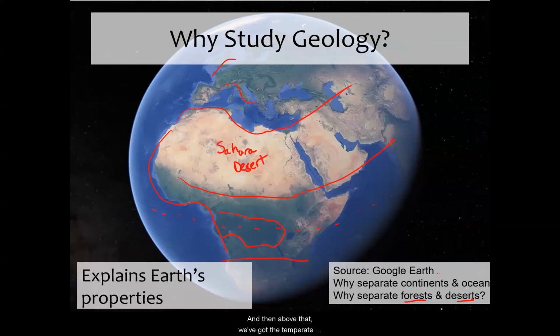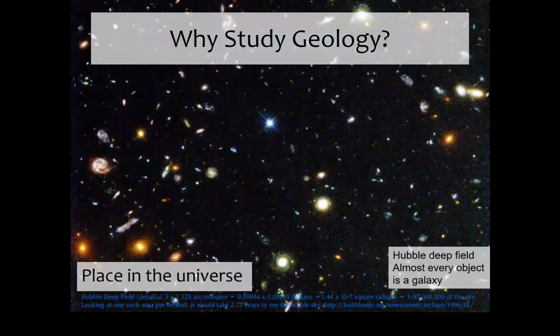And then above that, we've got the temperate region where a lot of people live in Europe, say, and then above that, you can just barely see it, but frozen Greenland is right there. And certainly Northern Europe is also very cold. So why is it so cold up there? We can learn a lot about that by studying geology and related processes, and especially by thinking about Earth as a system. We can also study our own and come to understand our own place in the universe.